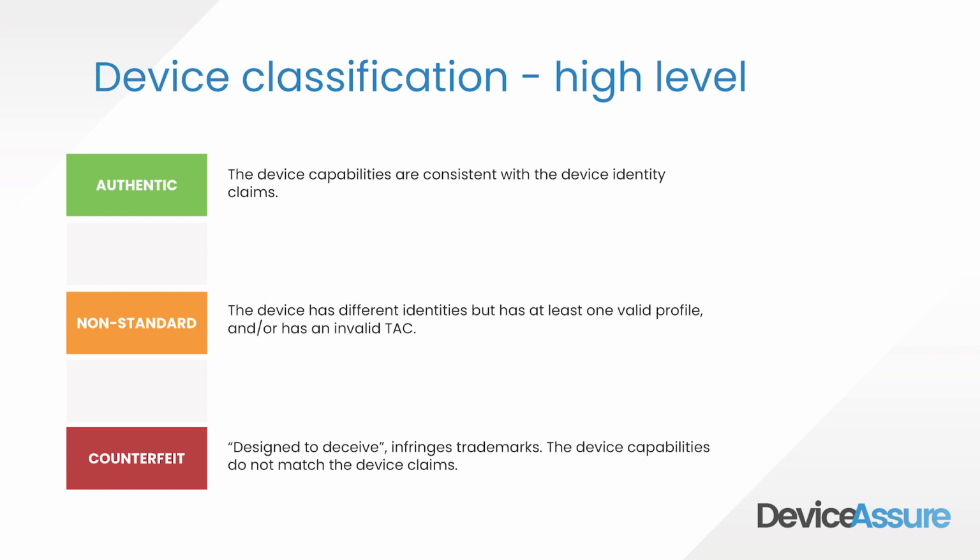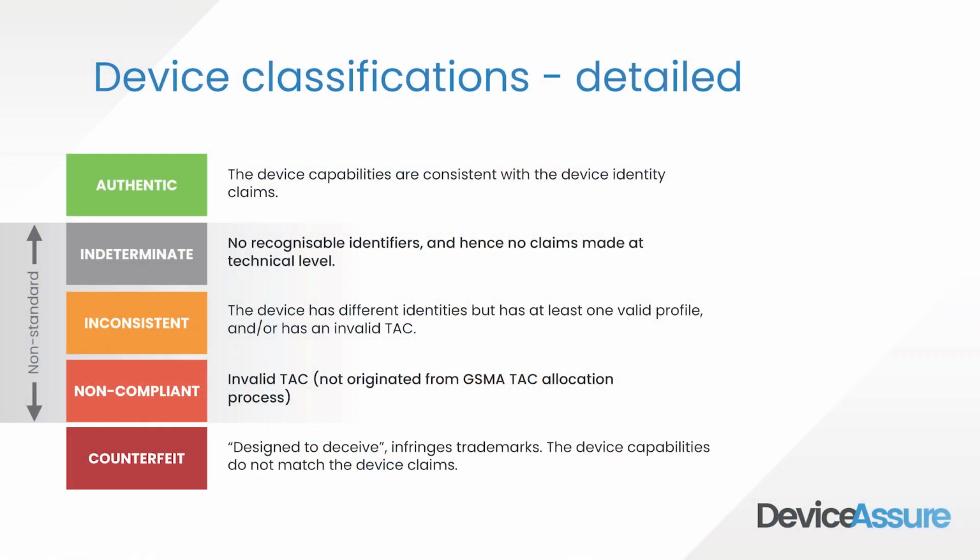And at the other end of the spectrum is counterfeit. Now, counterfeit does have a legal meaning. There must be trademark infringement going on. So there is a very specific meaning, but ultimately what it means is the device is designed to deceive. So again, that's a very specific and relatively narrow case. In between, there's a whole spectrum of flavors, shall we say, which can be broken down further. We use the term non-standard to describe these as an umbrella term.